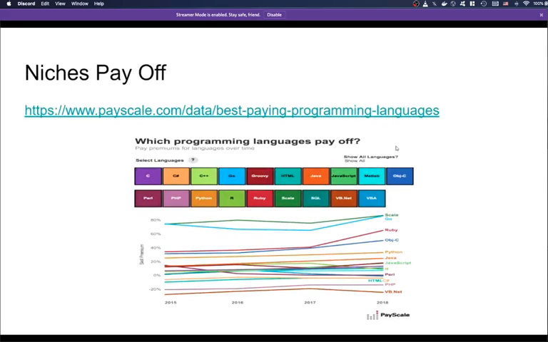And just to show this off, in terms of which programming languages pay off, you may think that some of the more popular languages are going to be some of the languages that pay off the most and have the highest skill premiums. You actually find this isn't the case. You see that these niche languages like Scala, Go, Ruby, and Objective-C are actually some of the higher skill premium languages, which is rather surprising. If you want to read more about this, you can read this article here that I've linked. The slides will be available on the GitHub after the workshop.